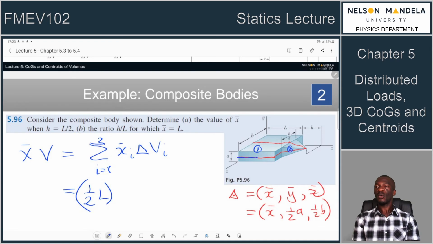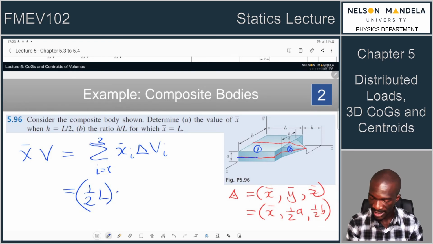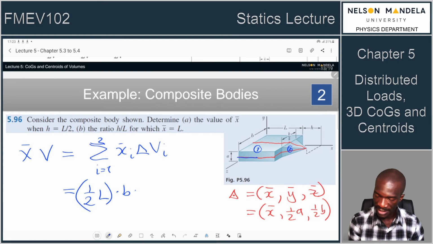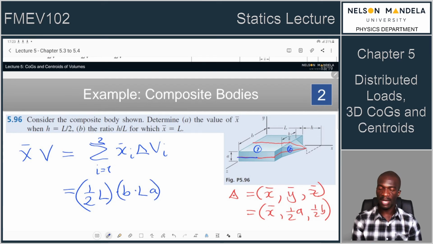What is the volume of that rectangular prism? It's obviously your length times breadth times the height. So our length in this case would be our B, our breadth in this case would be our L, and then our thickness would be our A. So that's our first term.